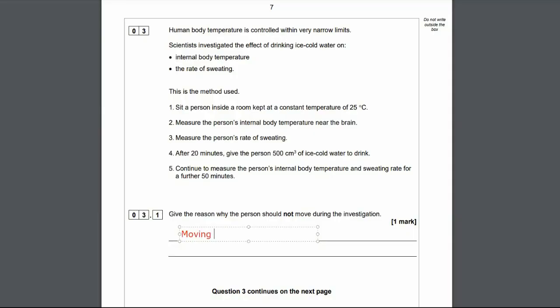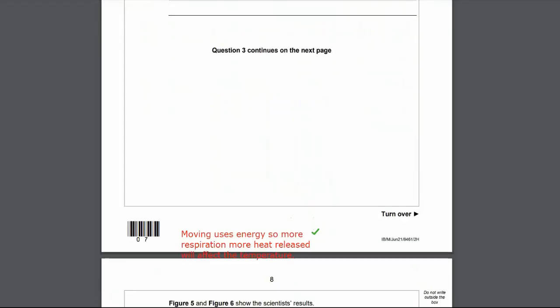3.1. Give a reason why the person should not move during the investigation. Well, if you're moving, you are respiring. You are releasing heat. Respiration is an exothermic reaction for those chemists out there. So you're going to release heat and you're going to affect your temperature, which could mess up our investigation. As one of the things we're measuring is the internal body temperature, obviously, if you move about, that could be affecting it.